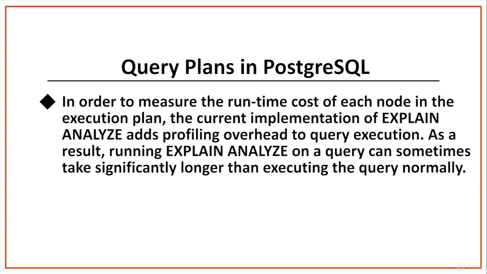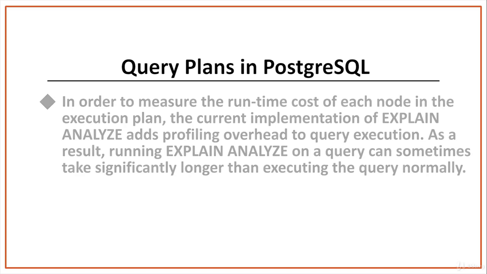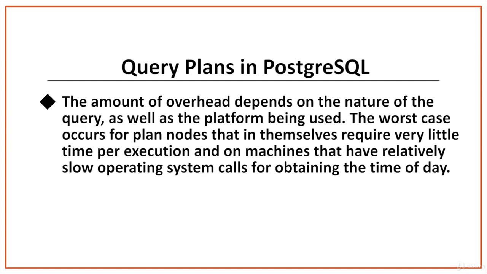In order to measure the runtime cost of each node in the execution plan, the current implementation of EXPLAIN ANALYZE adds profiling overhead to query execution. As a result, running EXPLAIN ANALYZE on a query can sometimes take significantly longer than executing the query normally. The amount of overhead depends on the nature of the query, as well as the platform being used. The worst case occurs for plan nodes that in themselves require very little time per execution, and on machines that have relatively slow operating system calls for obtaining the time of day.